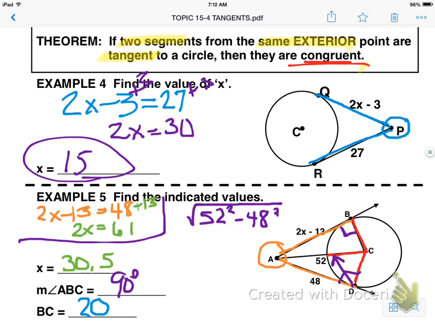But that is example 4 and 5 with a different theorem, but also implementing the first theorem that we talked about. So please take a moment to finish these notes or these examples and maybe go back and write some questions down for me, and we'll go from there.